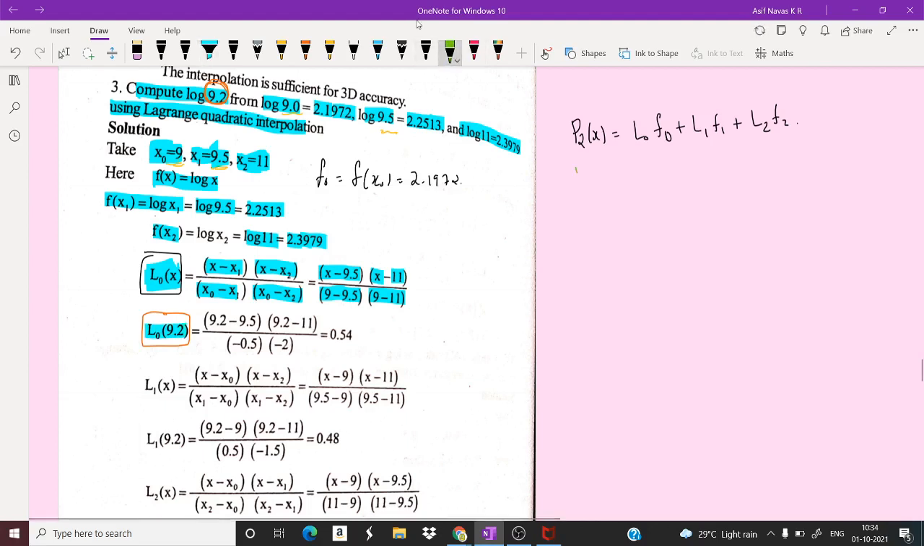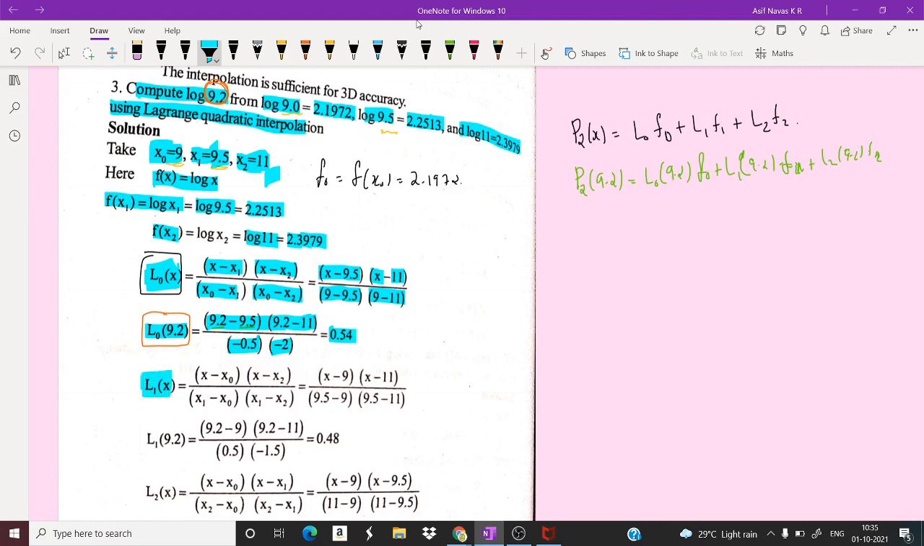So if I want to find the p2 of 9.2, I want L naught of 9.2 into f naught plus L1 of 9.2 into f1 plus L2 of 9.2 into f2. So that is 9.2 minus 9.5 into 9.2 minus x2, which is 11, divided by x0 minus x1, that is minus 0.5, and 9 minus 11 is minus 2. So if you calculate this, you will get 0.54.